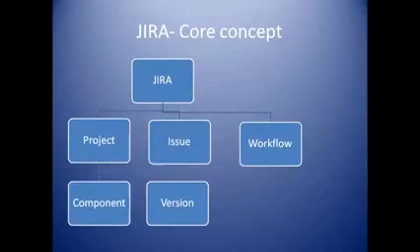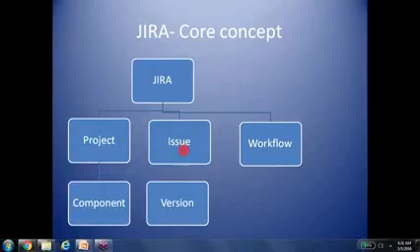The core concept, if you look at it, is first and foremost the issue, which is any item that you're trying to work on, any to-do task. Then these issues are categorized in the format of a project, which is further categorized into components and versions. And to understand where exactly the work is in the life cycle stages, that means what kind of work is being conducted at this point in time, it is the workflow that generally helps us identify that.